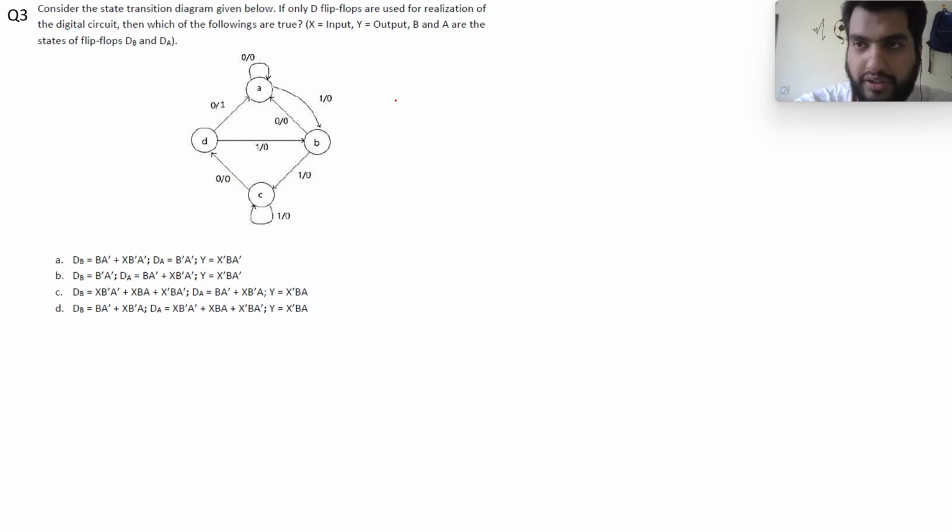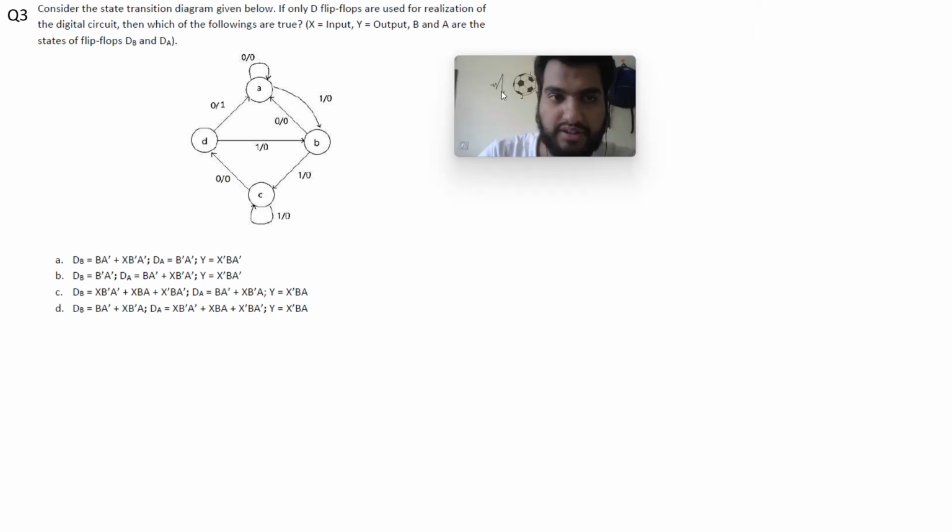Among the 4 options we need to find the correct digital realization of the following state diagram, where X is the input, Y is the output, and B and A are the states of the flip-flops, with inputs DB and DA respectively. So we are given the state diagram, and we need to find the digital realization.